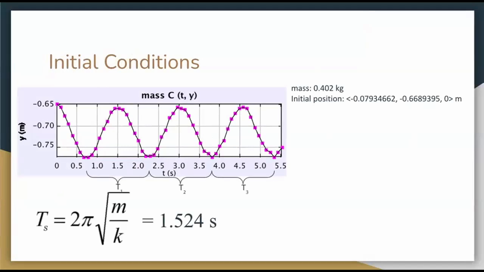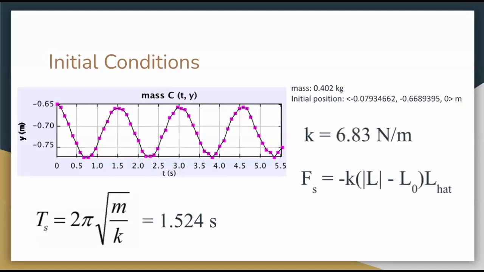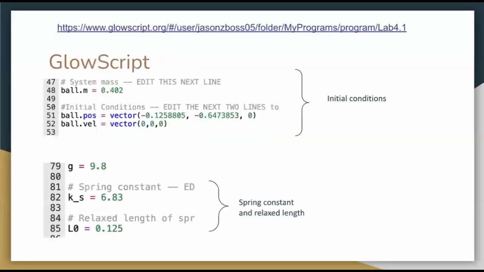Next, we can use the Tracker data to find the average period of the spring mass system, which is about 1.524 seconds. And this allows us to solve for k in the formula for the period of oscillation, giving us a spring constant of 6.83 newtons per meter. And finally, we can use Hooke's law to find the spring's resting length, which is about 0.125 meters.